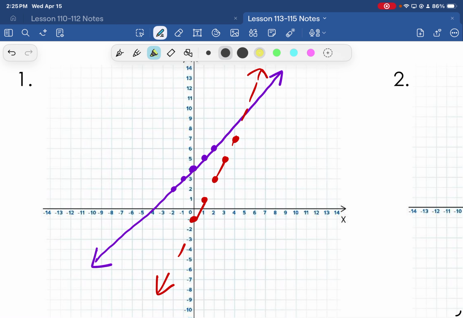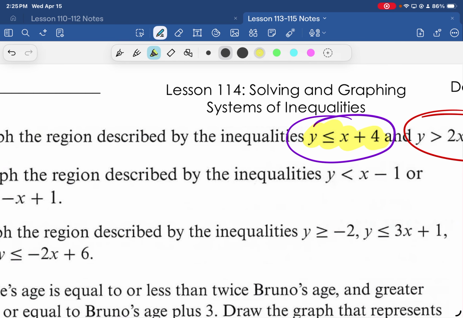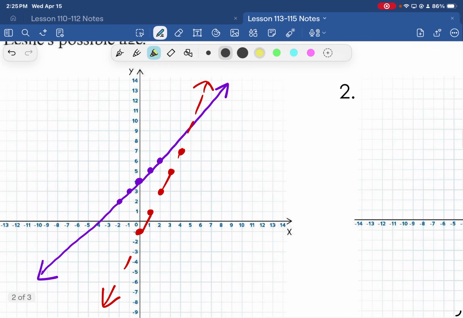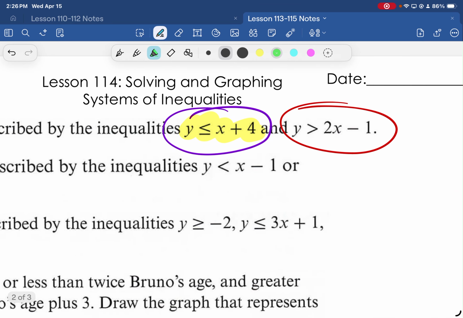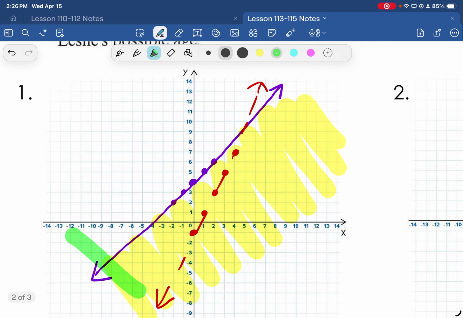Okay, now time for the shading. So I'm going to use yellow for my purple. Should I shade above or below the first line? Below, because it said less than. So I'm going to shade below the purple line. Now let me pick a different color. Should I shade above or below my red line, my second line? Above. So I'm going to shade above that line.